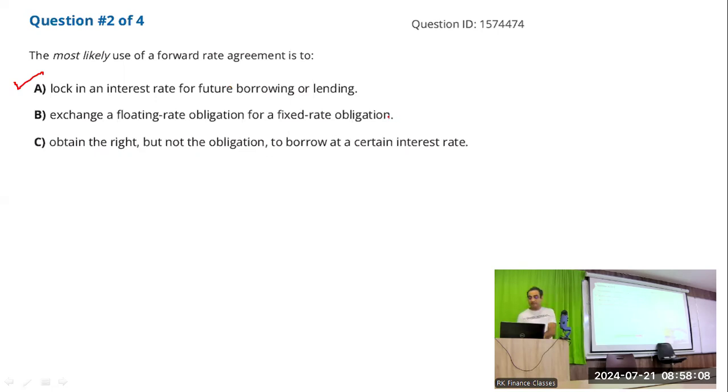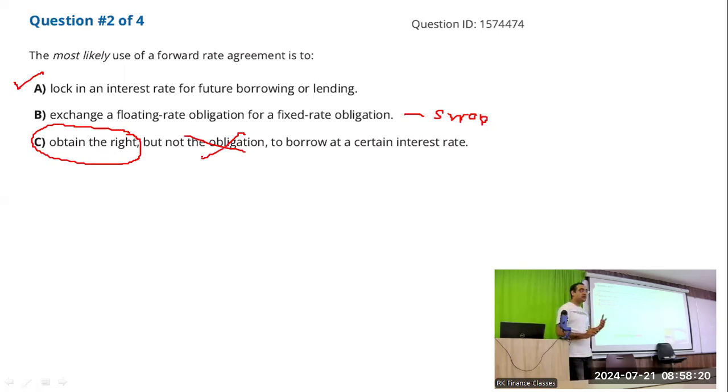So this was that swap. Option C, you have a right. Matlab, option but not an obligation. Matlab, there's no commitment. Okay, you have a right. That means you have an option, but not a commitment to borrow at a fixed rate. This is called an option, but which option? Call or put, we have to decide. Obtain the right means obtain an option. So you have an option with you.